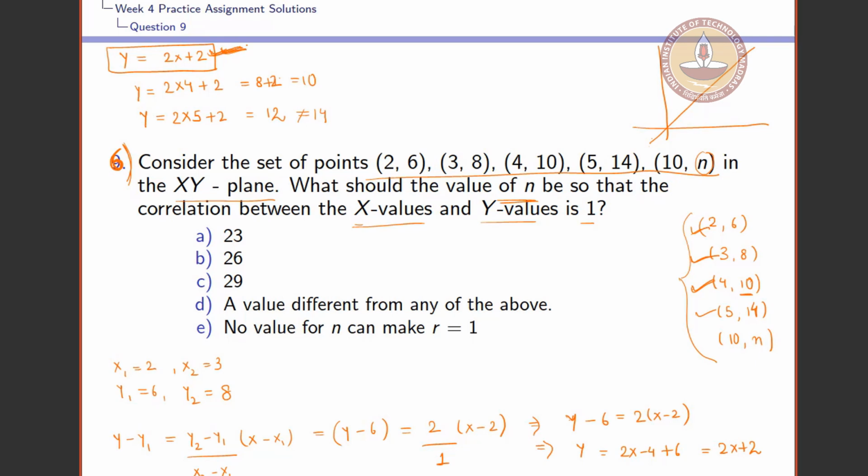So the correlation between the x values and y values cannot be equal to 1 since all the points are not on the same line, or all the points are not satisfying this equation. So there is no value for n that can make r equal to 1. So the correct option is E.